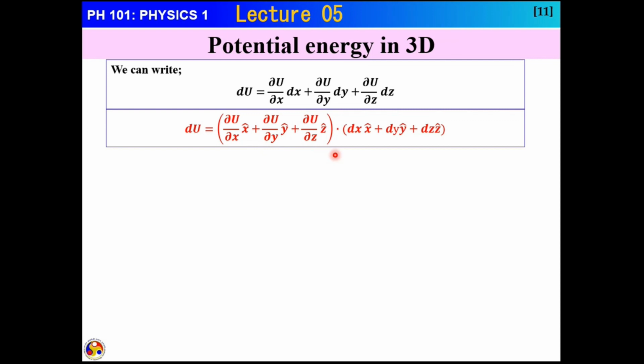Now here I am writing in the vector form. And why am I writing like this? Because we had written F dot dr, okay? And we are familiar with this being dr. And then I want to write it like this. So basically del u by del x, x cap, plus del u by del y, y cap, plus del u by del z, z cap, dotted with the displacement vector dr, which is dx x cap plus dy y cap plus dz z cap.